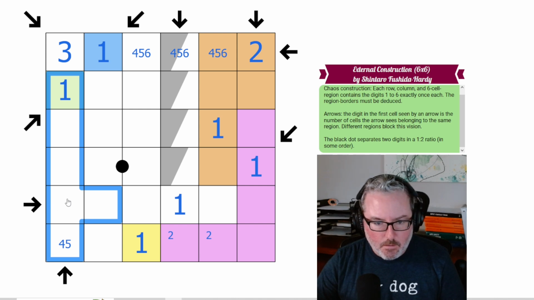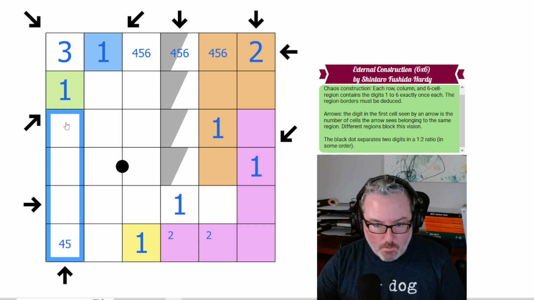Because this digit here, which is this arrow clue's reference point, can't be 1, so it has to at least be a 2. Therefore, it would see this. We already know if it's a 5 that it's in this region, so therefore it would do that, and that would finish its region. That's if this was a 5. We don't know that yet.